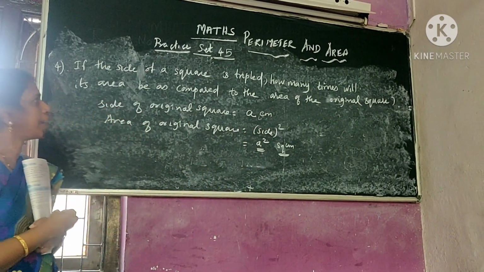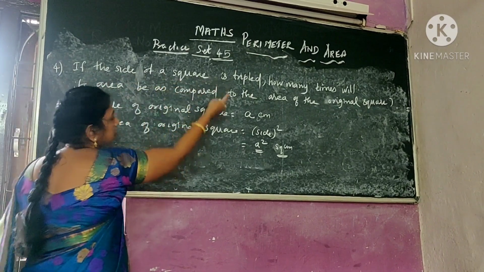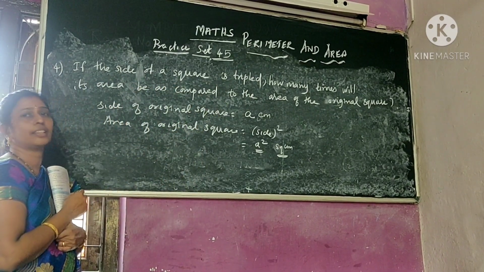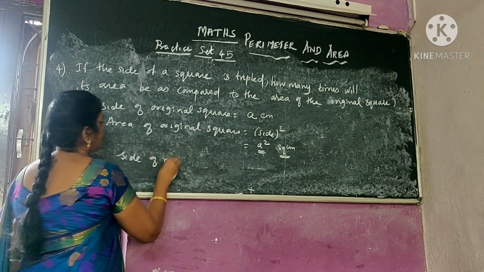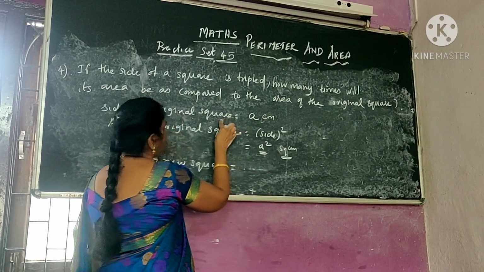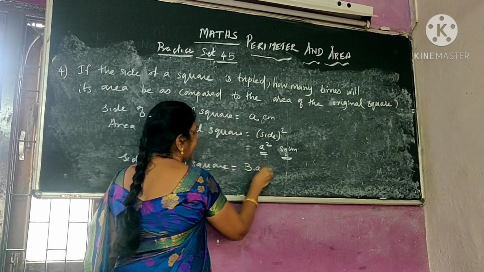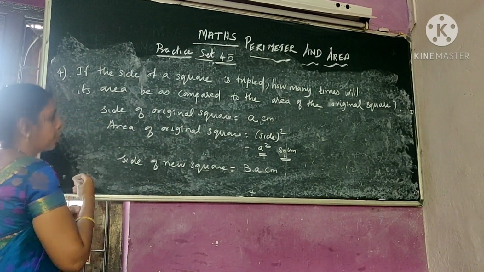Now we will find out the area of the new square. If the side of the square is tripled, so in the new square the side is tripled. So we will write the side of the new square is 3 times the original square. So it will become 3a centimeter. So what will be the area of the new square?